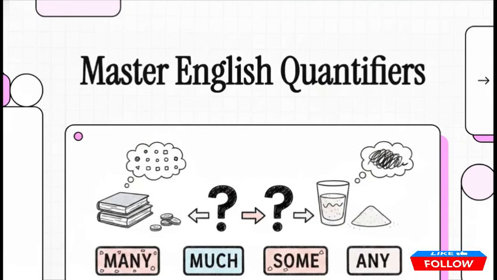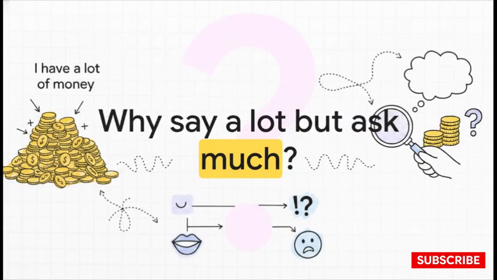Welcome to this explainer where we're going to unlock the hidden logic behind English quantifiers. Have you ever paused mid-sentence, totally panicked about whether you should use much, many, some, or any? Well, you definitely aren't alone. Today, we are breaking down the invisible rules of how we quantify things in English so you literally never have to guess again. So, let's kick things off with a bit of a puzzle.